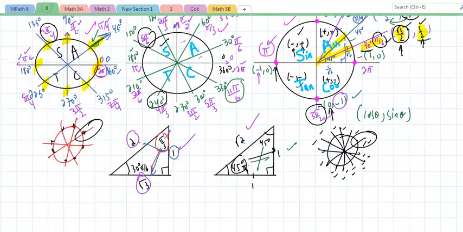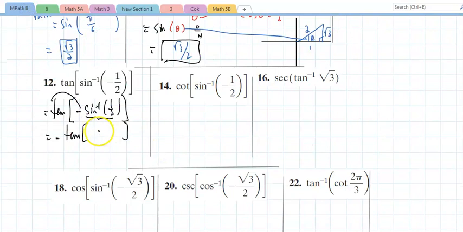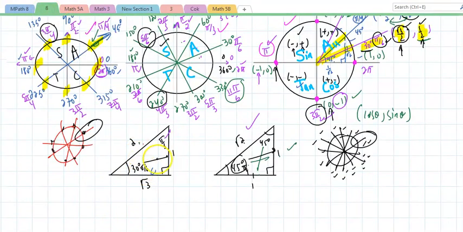Basically, we're asking the sine of which angle gives me 1/2. Well, let's look at this. The sine of which angle gives me 1/2? The sine of 30 degrees or pi over 6. And what is the tangent of pi over 6? There's pi over 6. Tangent is the opposite over the adjacent.